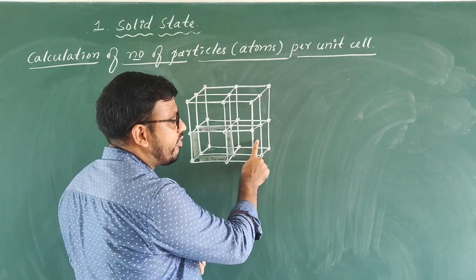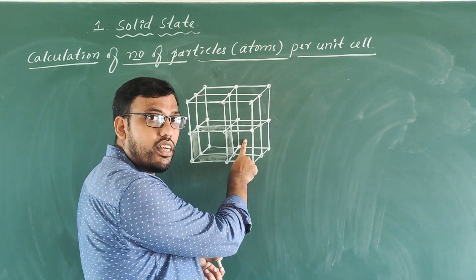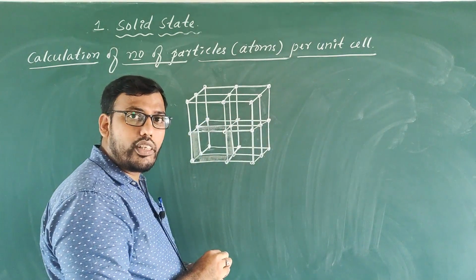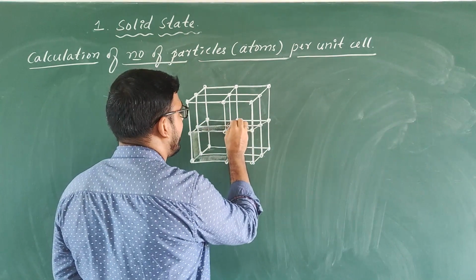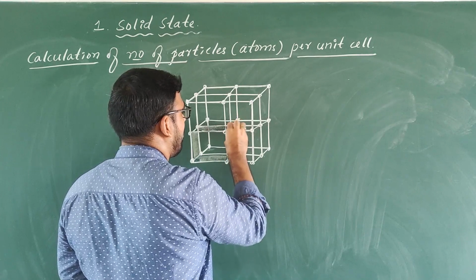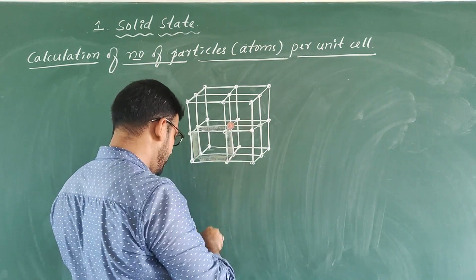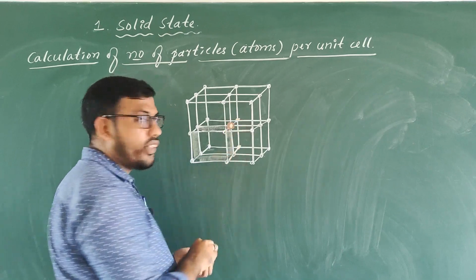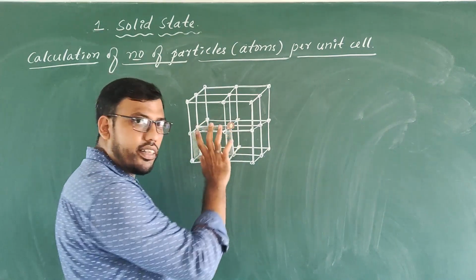If the particle is present here, we say it is at the face center. If the particle is present here, we say it is at the body center. It means that the particles are present only at the corners. So let me consider a particle here. I have marked it with a different color so that you can understand clearly. If you observe properly, this particle is surely a corner particle.